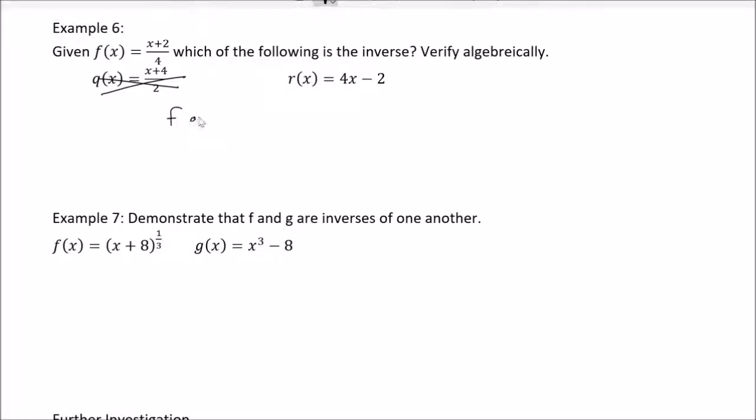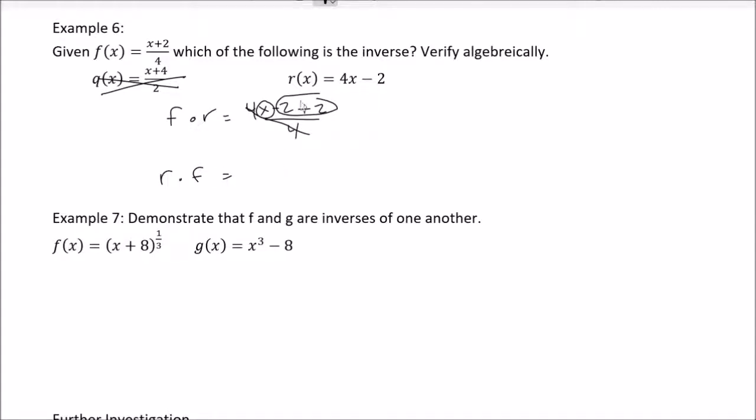So first, we'll do f of r. So f of r would mean we take the f function, which is something plus 2 divided by 4. What's the something? That's the r function. So 4x minus 2, the 2's cancel out, and then 4 divided by 4 cancels out, so we get x. So that worked.